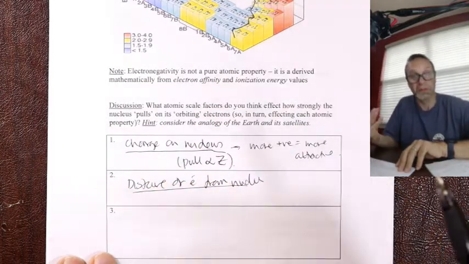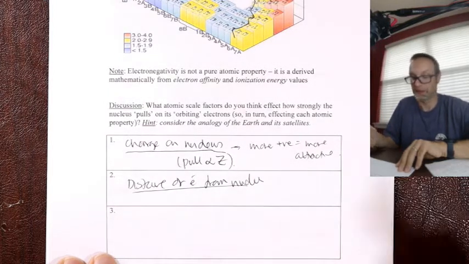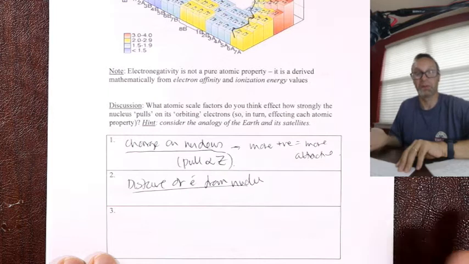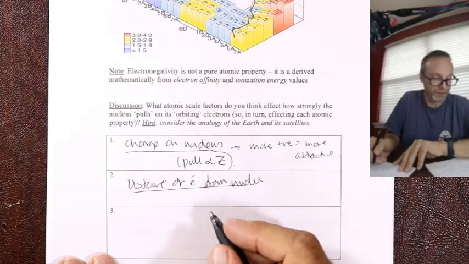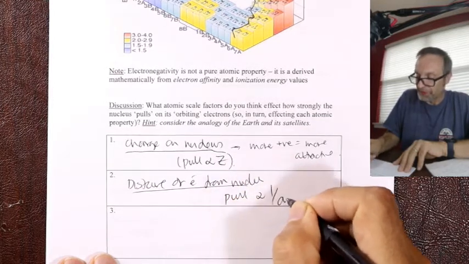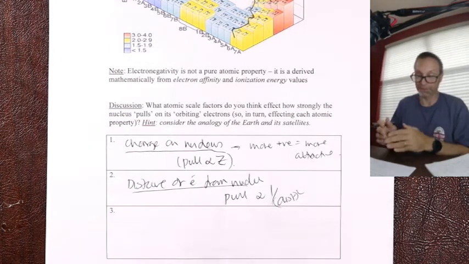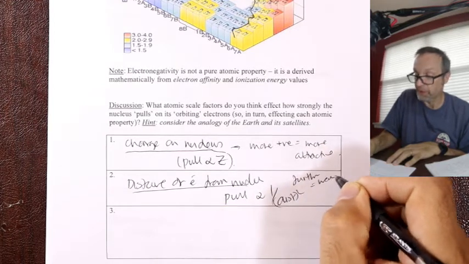So one, the charge of the nucleus. If it's a lot of protons, the electron is held more strongly. If it's fewer, it's held more weakly. That's small planet versus big planet. And then distance from the nucleus, or distance from the planet. As you go further out into space, the gravitational pull of the Earth falls away. As you go further out from the nucleus, so does the attractive plus charge, the electric field. Distance from the nucleus, pull is proportional to 1 over distance squared. It's an inverse square law. It drops off really quickly. Further away equals weaker, closer equals stronger.